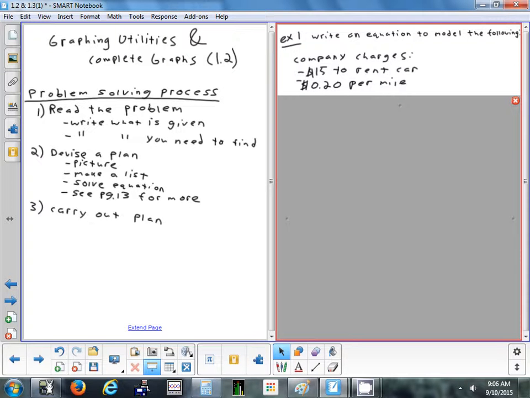All right, the example we're going to look at involves a car rental company. This company charges $15 to rent the car, and then they charge 20 cents per mile. So what I'm going to try to do is come up with a formula where, if I plug in how many miles I drive, it tells me how much it would cost.